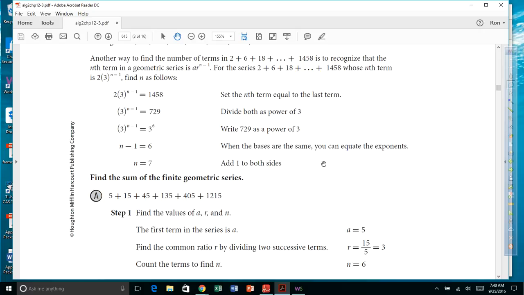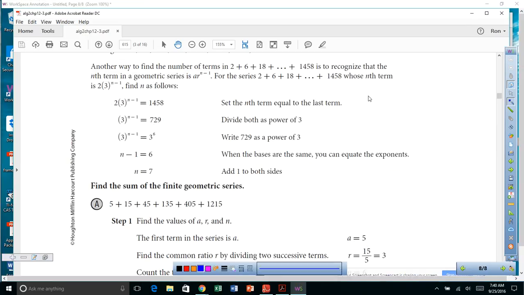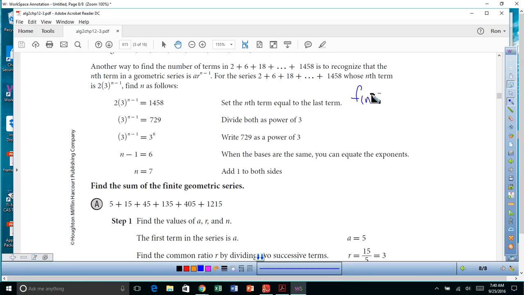So basically, they just use the formula. Remember the formula, f of n equals a r to the n minus 1. So they put the 1458 in for that. 1458 equals, and then the a, well, that's the first term. That's the 2. The r, that's just 6 divided by 2, right? That gives you 3. So they just put 3 in there. And then n minus 1. Set the nth term equal to the last term.